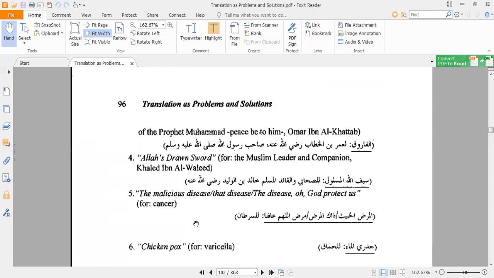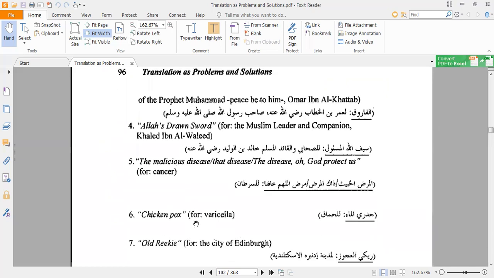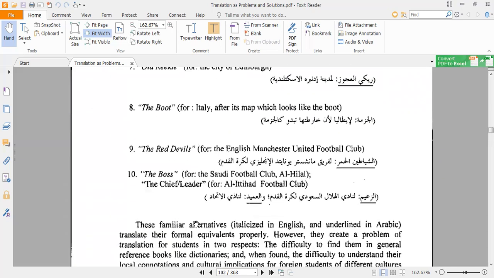In this case, I will translate them, and the translator should be knowledgeable of this area.